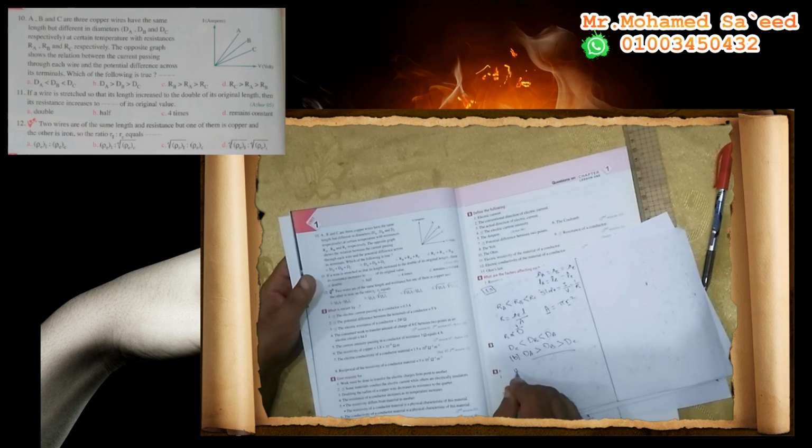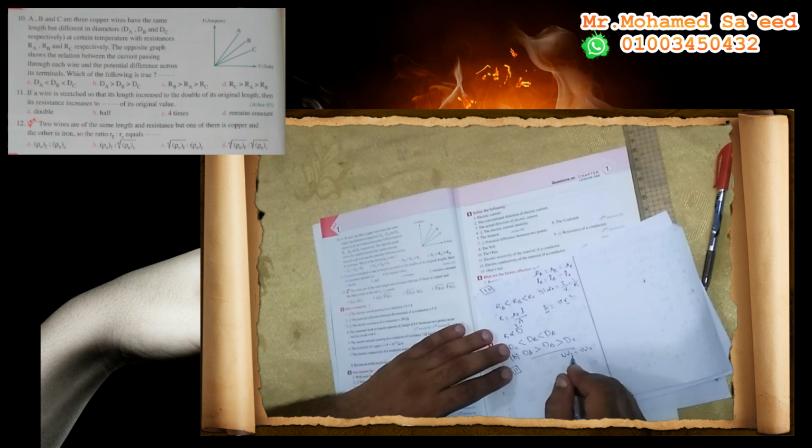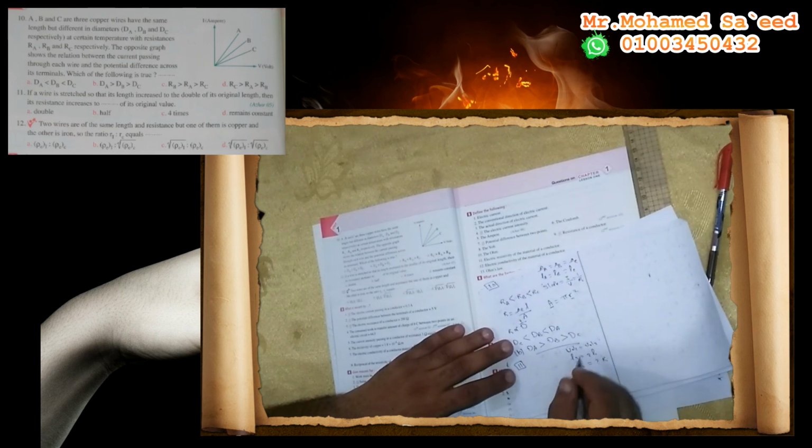Okay, 11. If a wire is stretched so that its length increased to the double. Wire stretched, so volume in the first case equals volume in the second case. Its length increased to the double, L2 equals 2L1 of its original length. Then its resistance increases to what? R2 in the second case equals R1 times what? We have learned that the wire is made of the same material, so rho E in the first case equals rho E in the second case.